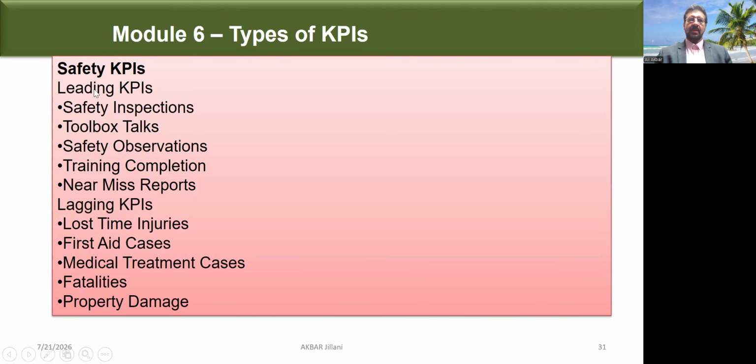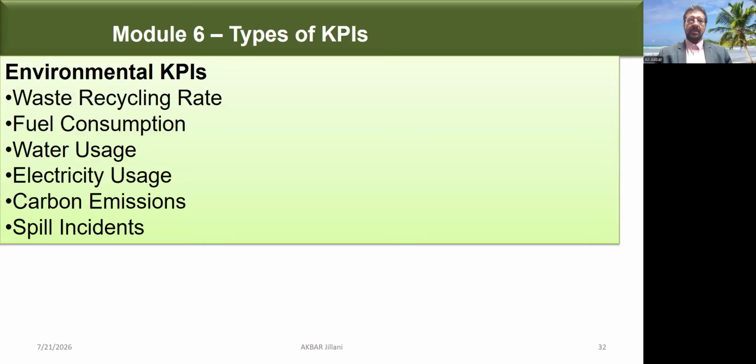Now safety KPIs. Leading KPIs: safety inspections, toolbox talks, safety observations, training completion, near miss reports. Now lagging KPIs: lost time injuries, first aid cases, medical treatment cases, fatalities, and property damage. Now environmental KPIs: waste recycling rate, fuel consumption, water usage, electricity usage, carbon emission, spill incidents.